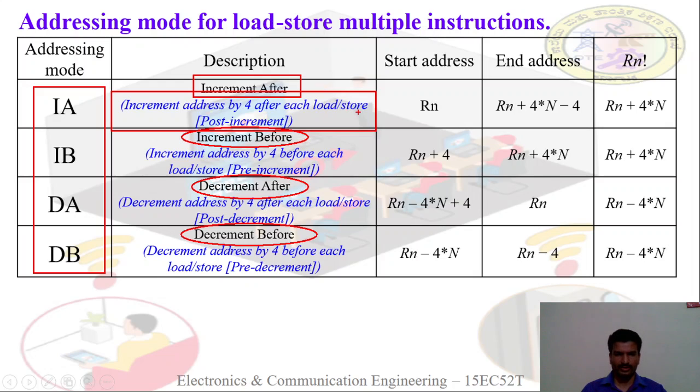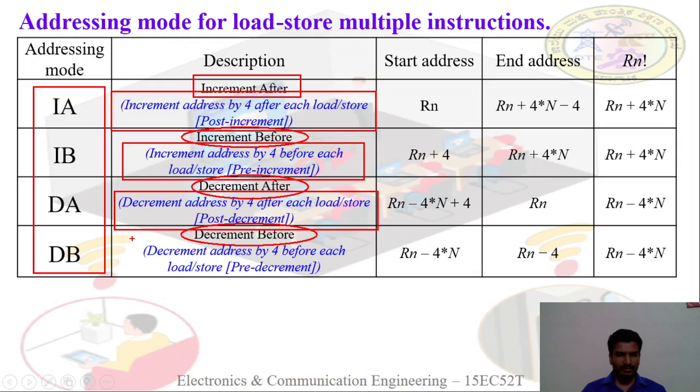So first load, store, then it is incremented by 4. Whereas in IB, increment address by 4 before each load and store. So here it performs the increment of the address by 4, then it performs the load or store operation. Whereas in DA, it decrements address by 4 after each load and store. So here also it performs the load or store operation first, then it decrements the memory address by 4.